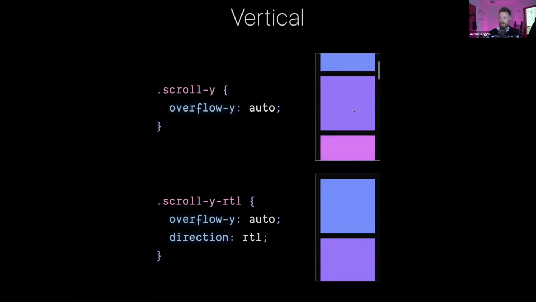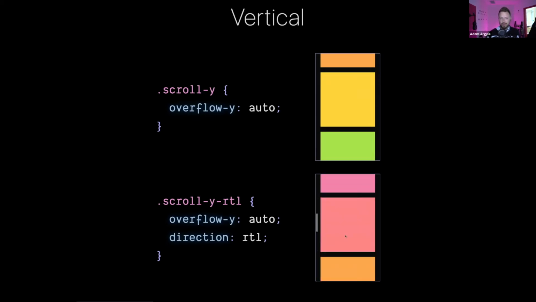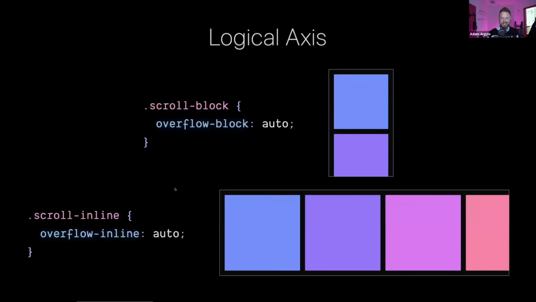So we have overflow-y auto. Again, this is a viewport that defined an amount of space and the children are asking for more. Check this out. If we said overflow-y auto and direction right to left, what changes in a vertical scroll bar? The side that the scroll bar is on. That's kind of nifty. So if you've ever wanted the scroll bar on the other side, you can just set the direction right to left and pull off a cool little trick if you want.